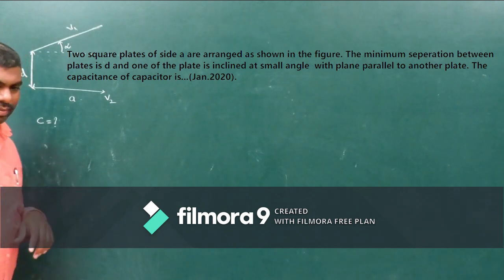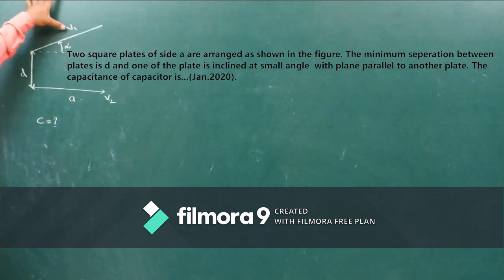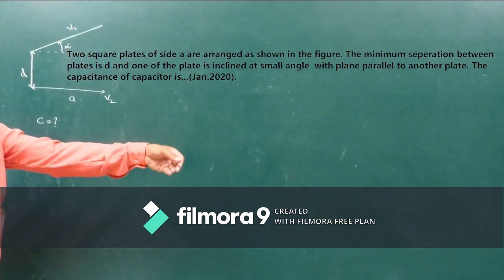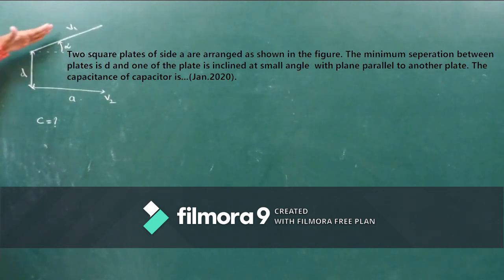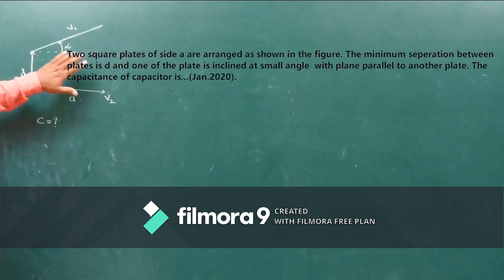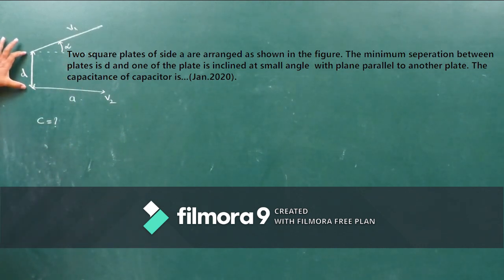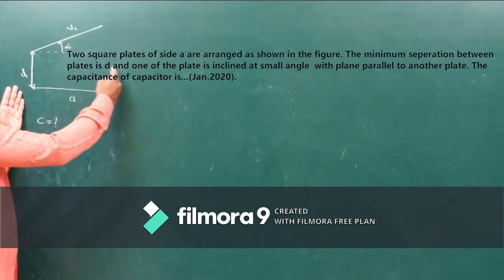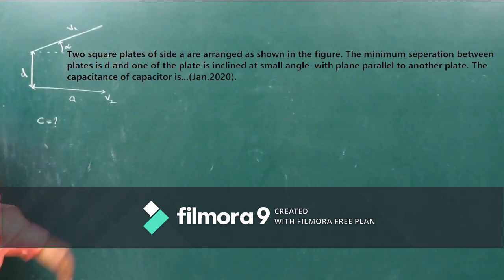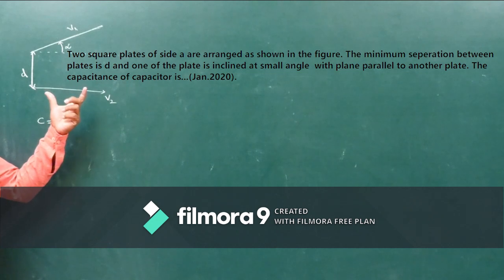Let me tell the question. Two plates are there: one plate is at voltage V1 and another is at a different potential V2. The first plate is horizontal, but the second plate is somewhat inclined with the x-axis, making a very small angle alpha. The plate separation at the two ends of the plates is D. But as we go from here to here, the distance between the two plates increases because alpha is a little bit more. Now the question is, what is the capacity of this capacitor?